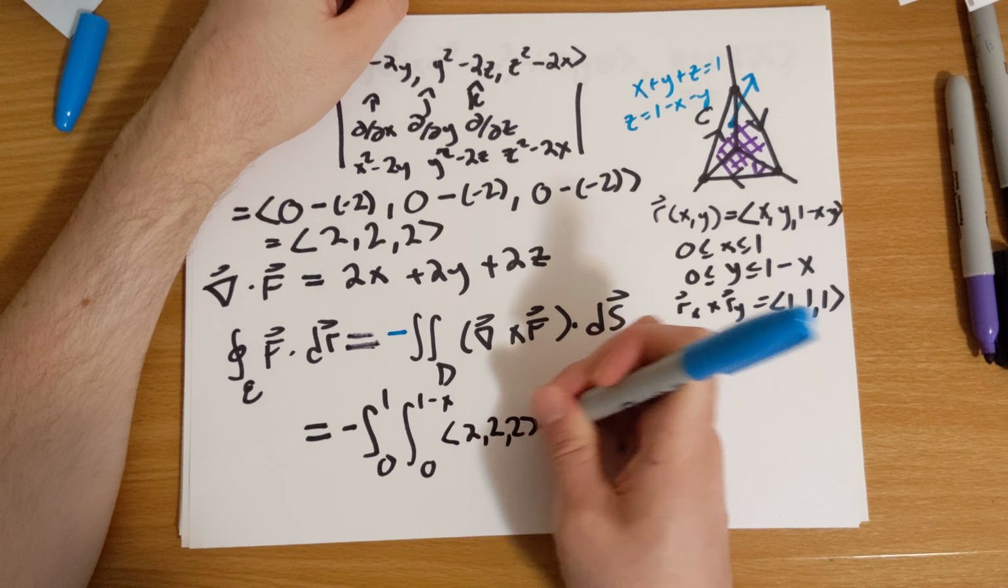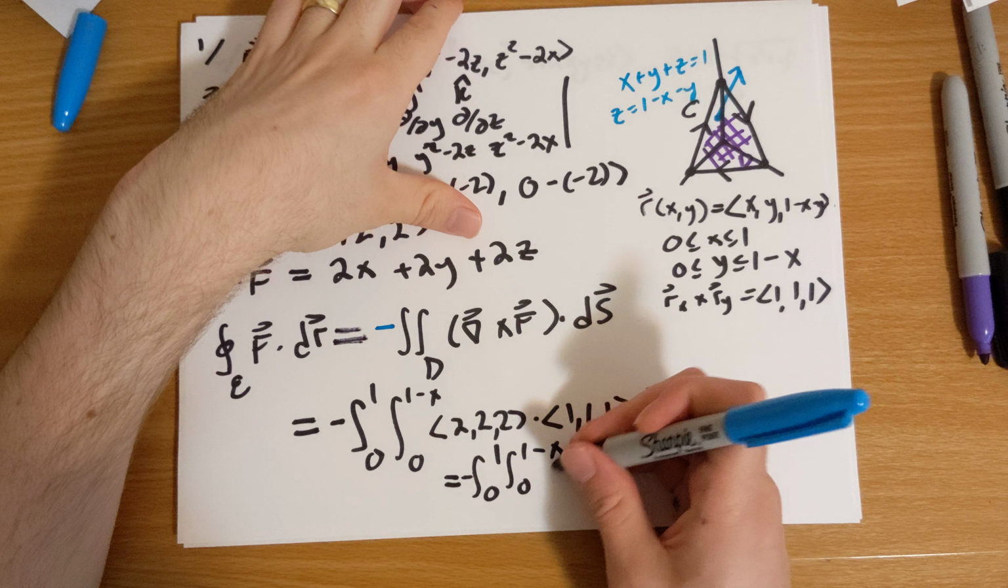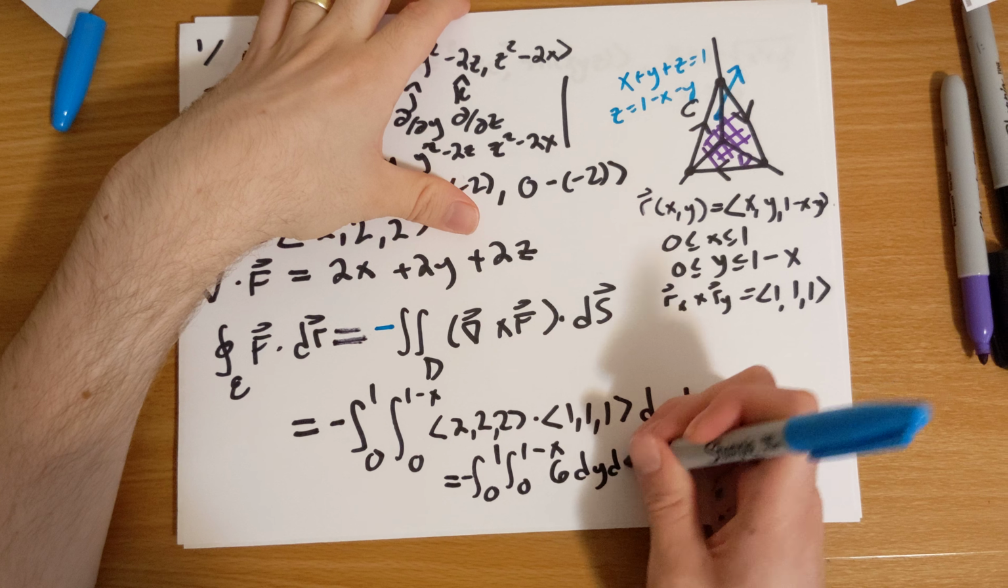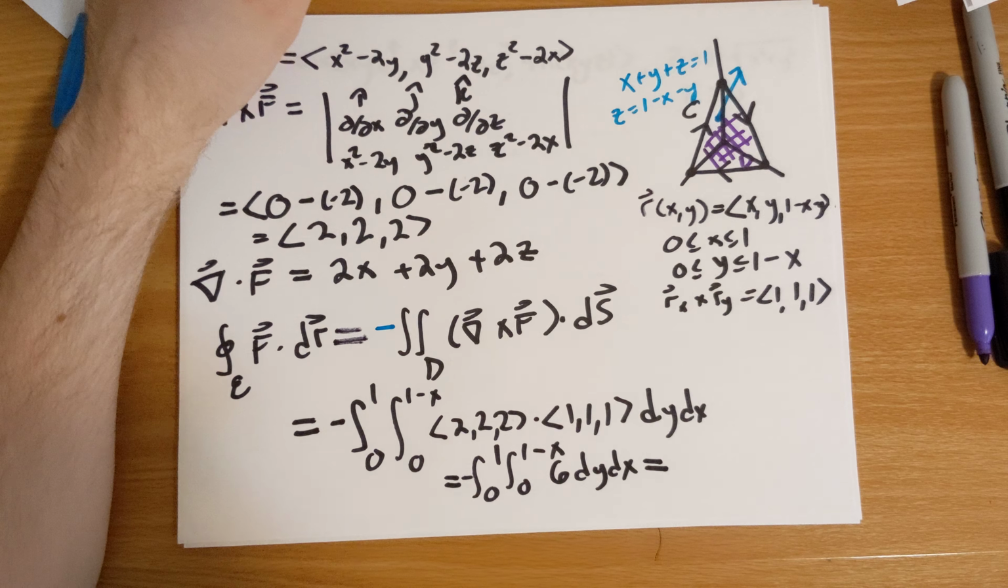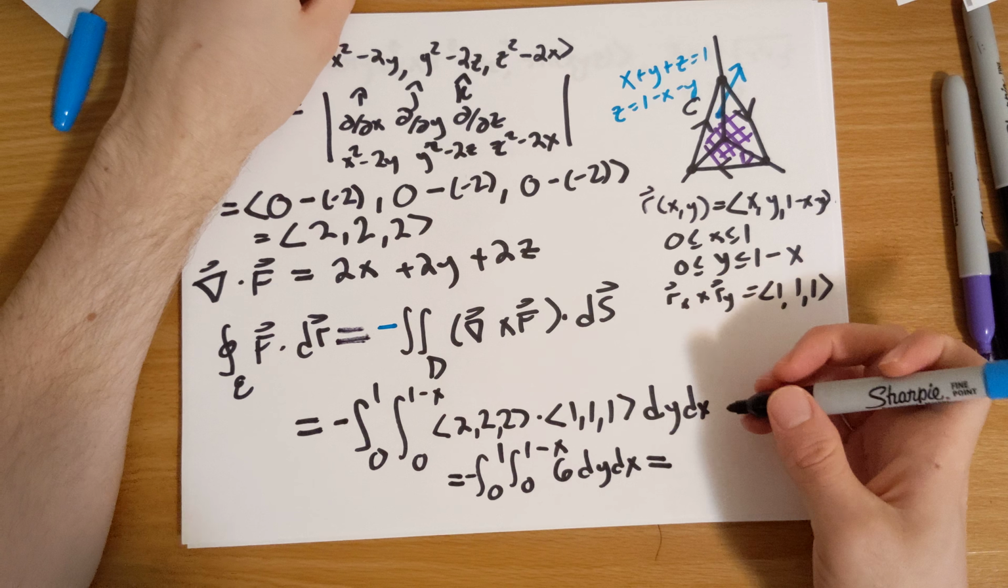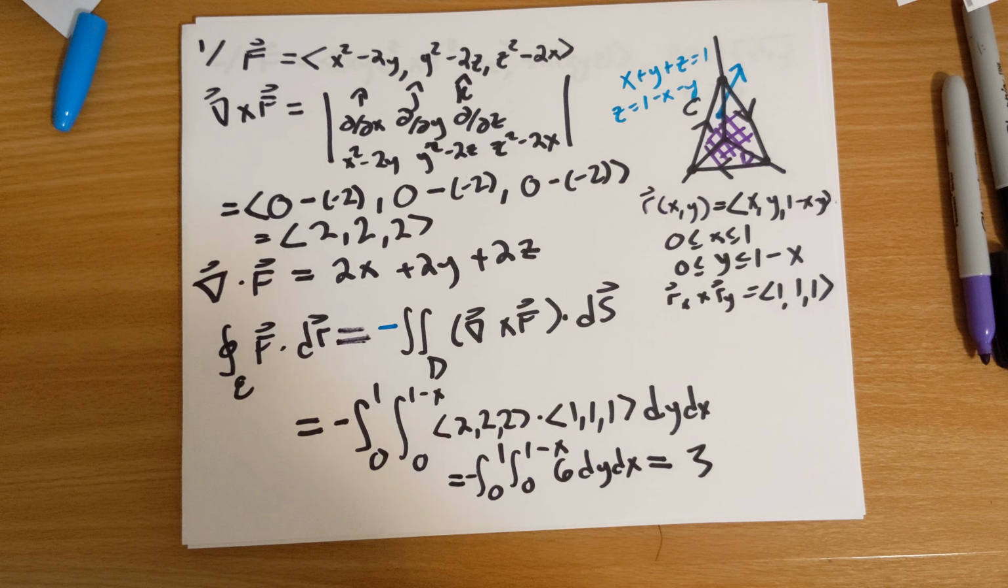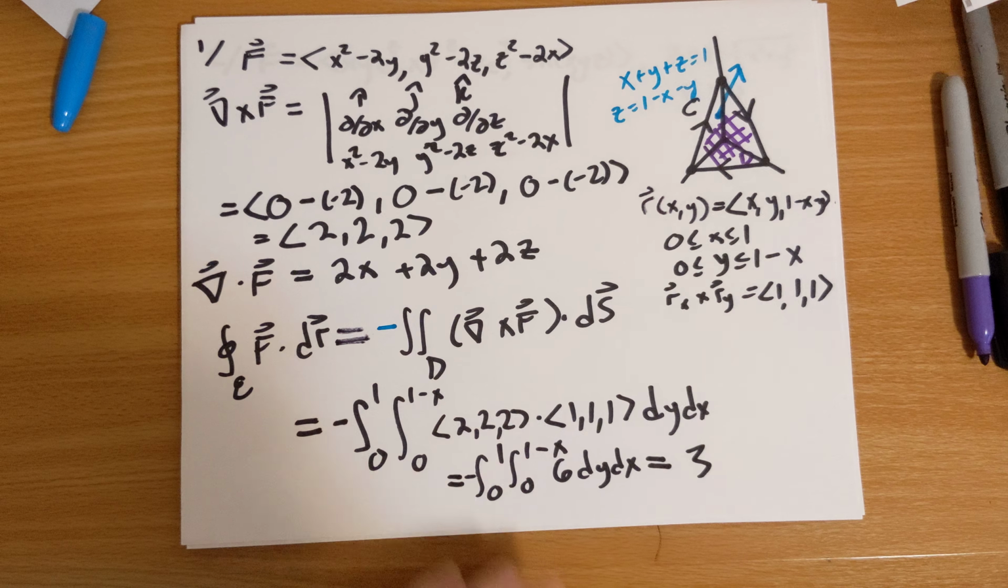Dot product our normal vector 1, 1, 1 dy dx. And so what does this give us? Negative integral x runs from 0 to 1, y runs from 0 to 1 minus x of 2 plus 2 plus 2 is 6 dy dx. And so this ends up as 3 if you crunch that out. Okay, so that is part C.